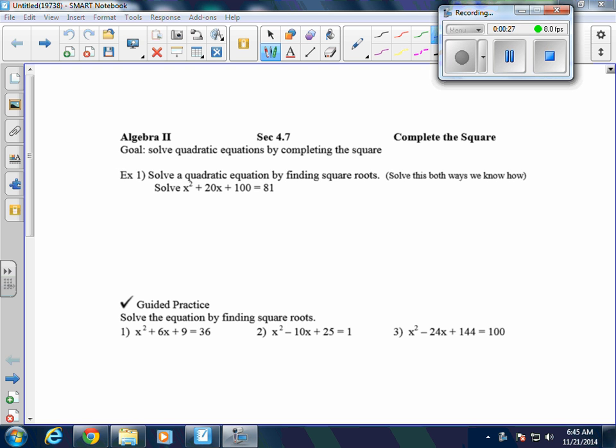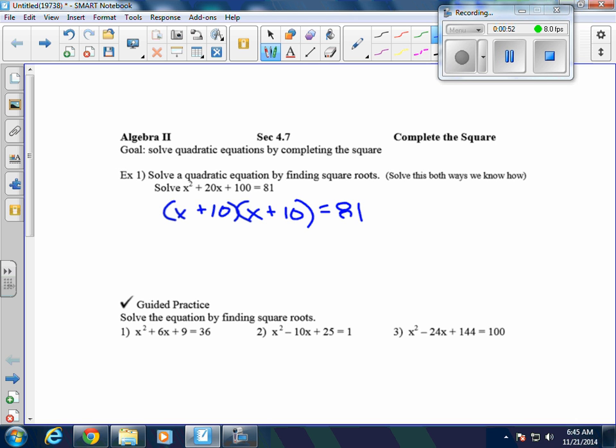So what we're going to do in example 1 is solve this just like we solved the problems in the last couple days. If we notice, the term on the left side is a perfect square trinomial. So if we would factor this, it would be x and x, 10 and 10. They're both positives, so it equals 81. So if we rewrite this, we could write it like that.